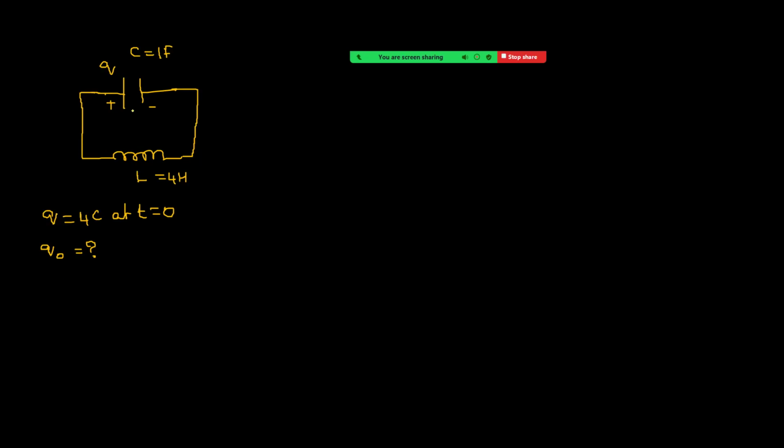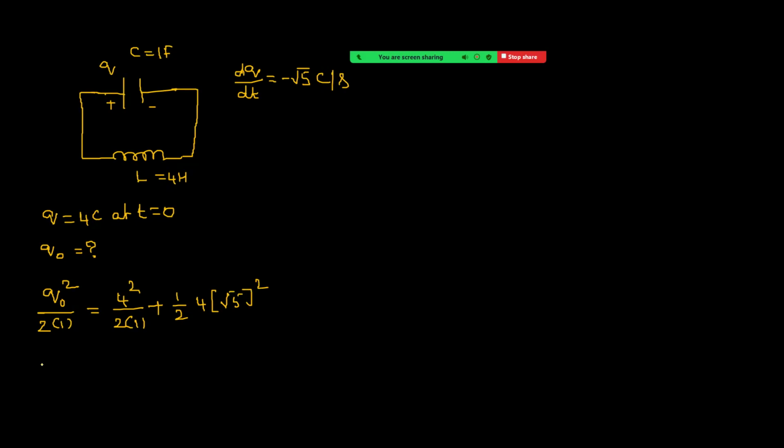When it is having maximum charge, energy will be completely in the form of electric potential energy, only in the capacitor. So by energy conservation, Q naught square by 2C, C value 1, is equal to present value Q square, that is 4 square, upon 2C, plus half L i square, L value 4, i value dq by dt. Condition given is at what rate charge is decreasing, so dq by dt is minus root 5. Why minus? Because it is decreasing. So current is minus dq by dt, that is root 5.